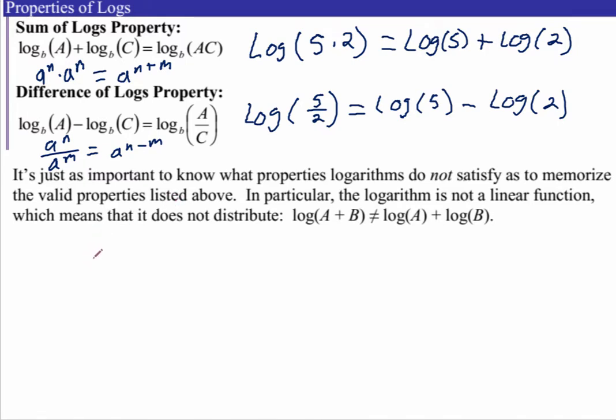We're going to use them quite a bit, but equally important is to realize that the logarithm does not distribute over sums or differences. It's easily confused with these two properties. So for example, if I'd given you logarithm of 5 plus 2, that is not going to be equal to log of 5 plus log of 2.